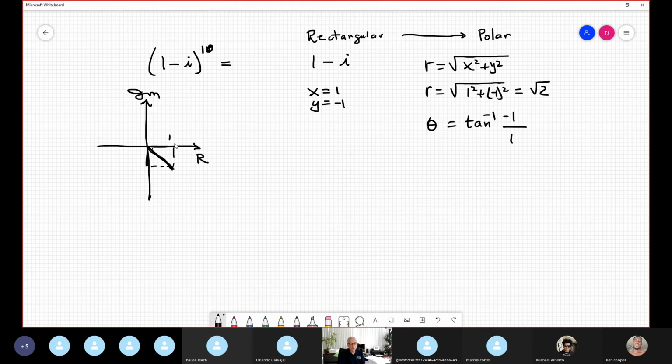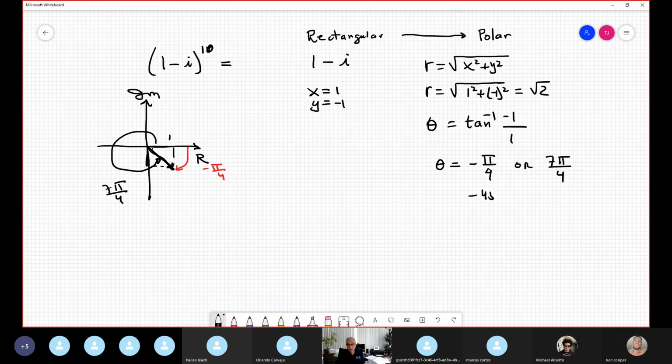Actually, this theta is negative pi over 4 or is 7 pi over 4, depending on the direction, clockwise or counterclockwise. Clockwise is negative pi over 4, and counterclockwise, in that direction, is 7 pi over 4. In degrees, if the student prefers degrees, this is -45 degrees, and this is 315.